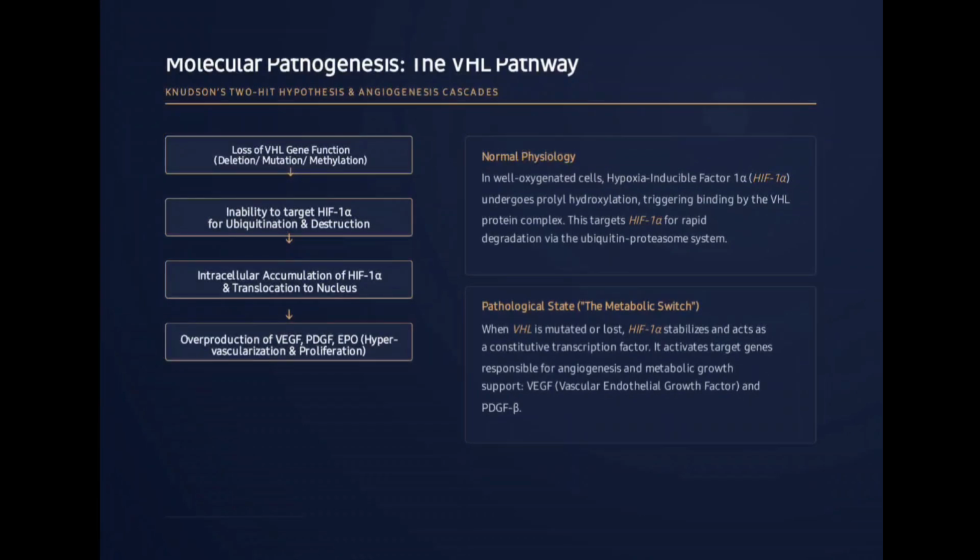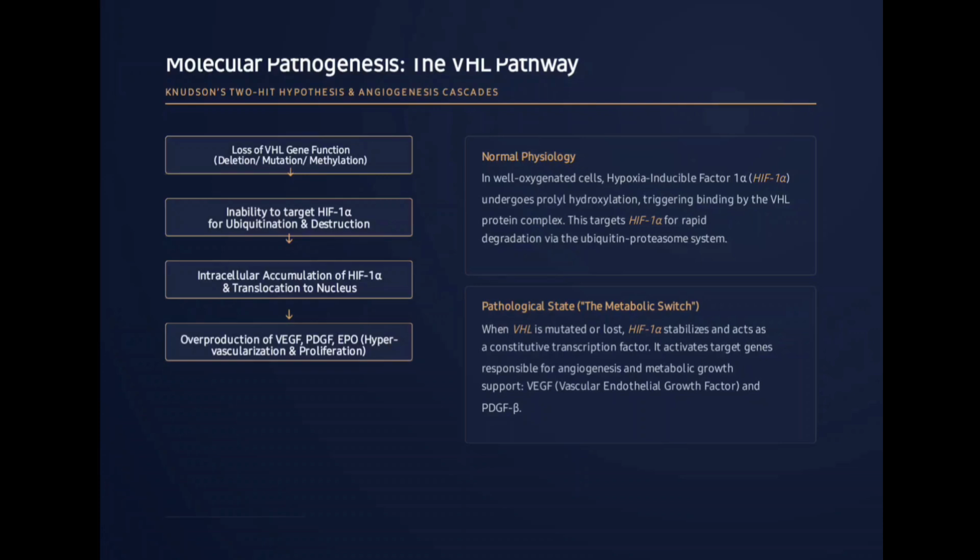Hypervascularization. Normal physiology: in well oxygenated cells, hypoxia-inducible factor 1 alpha undergoes hydroxylation, triggering binding of the VHL protein complex. This targets hypoxia-inducible factor 1 alpha for rapid degradation via the ubiquitin proteasome system.